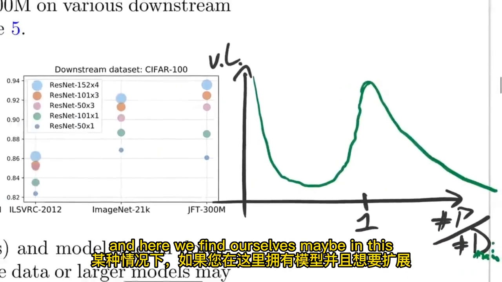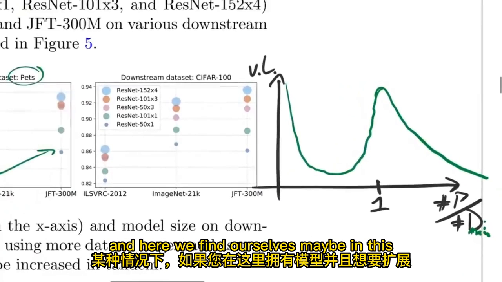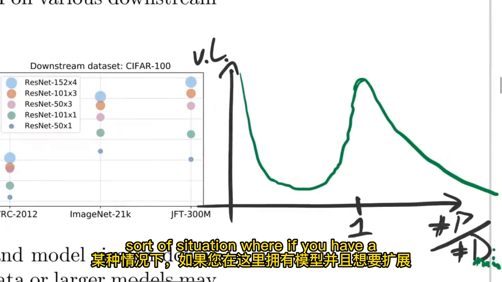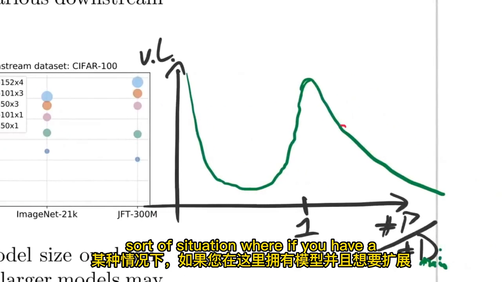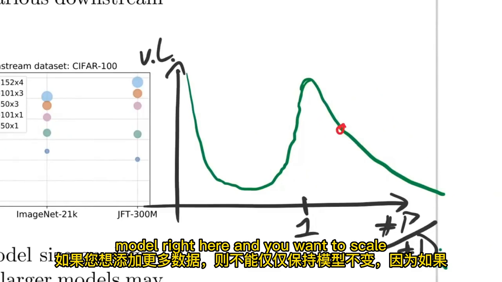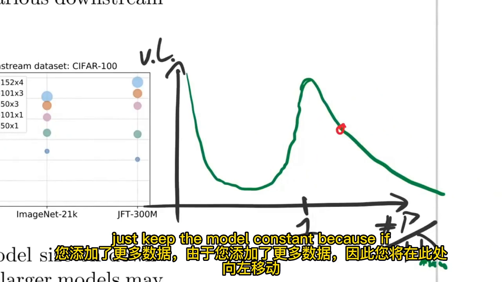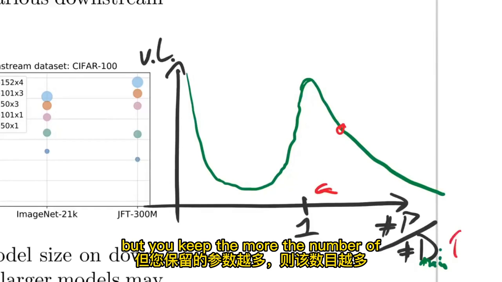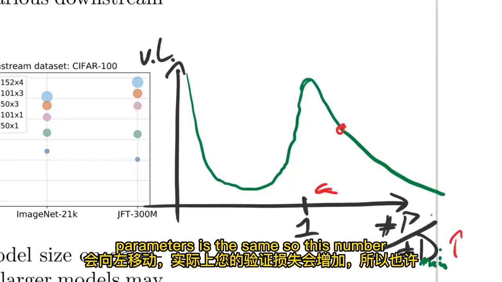And here we find ourselves maybe in this sort of situation where if you have a model right here, and you want to scale it, you want to add more data, you can't just keep the model constant, because if you add more data, that will shift you to the left here, because you add more data, but you keep the number of parameters the same.